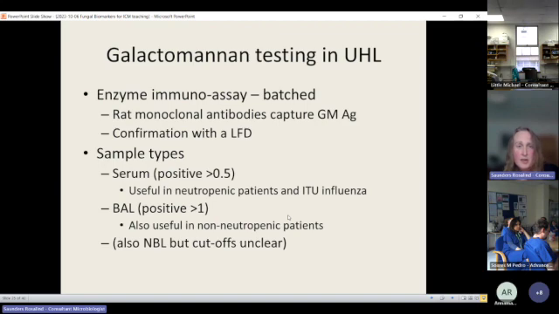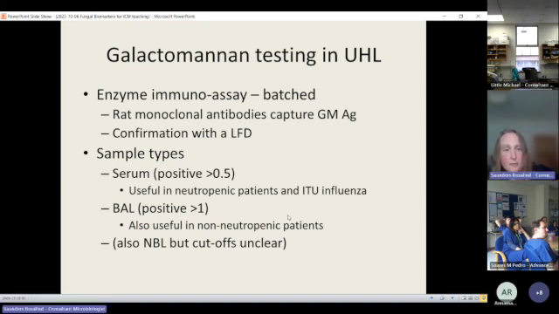The test we use is an enzyme immunoassay, which basically means you've got a monoclonal antibody, which is stuck in a little micro tray, and that will capture the antigen, which is the galactomannan. And then after various washing steps, you then put a chromogen in, and if the antigen is present and still captured, there will be a colour change, which will be detected by an automatic reader, and then you come out with a number, which is related to the optical density.